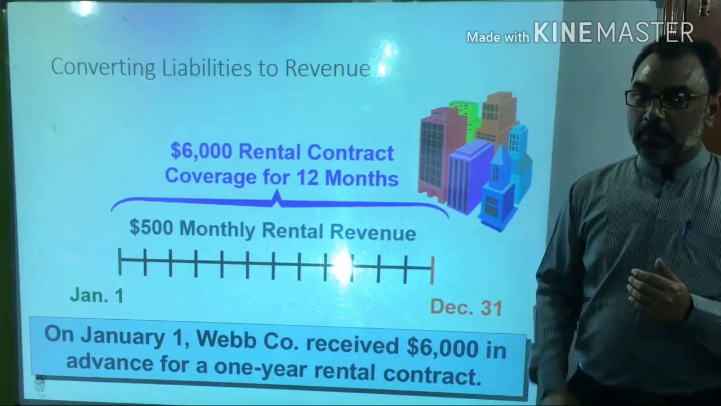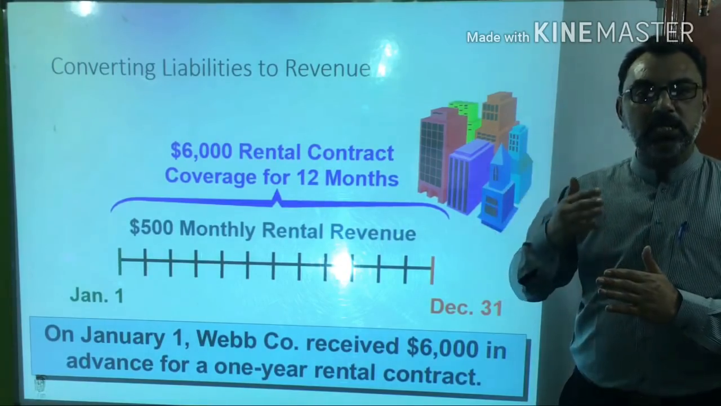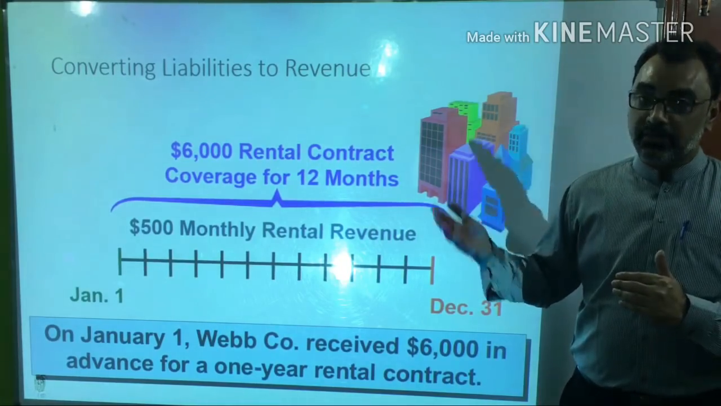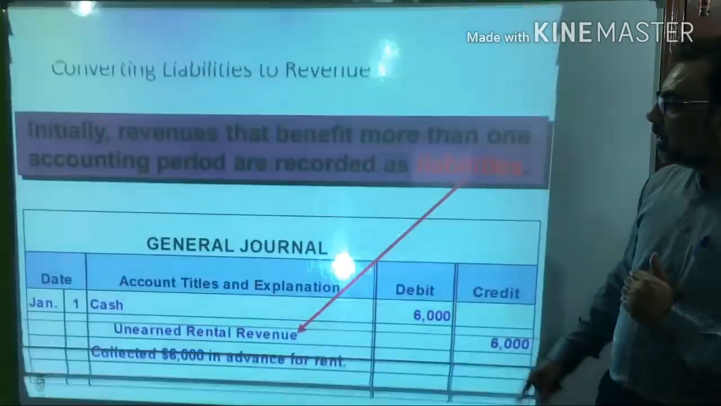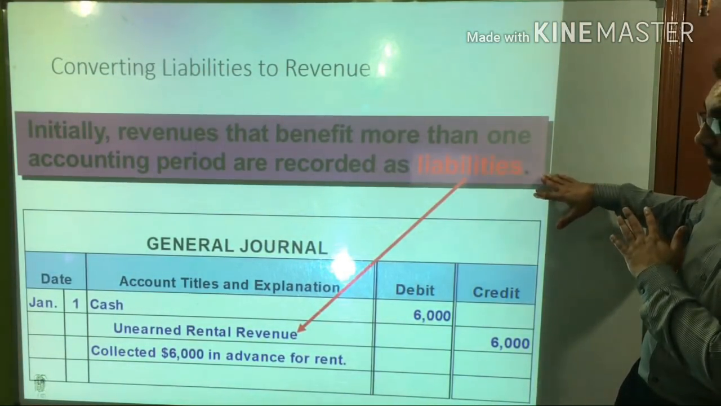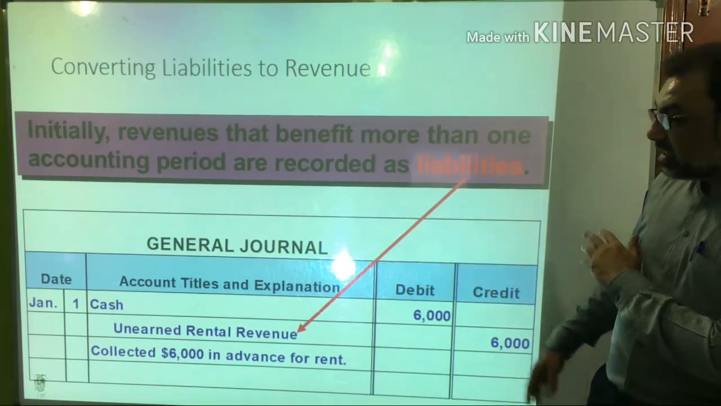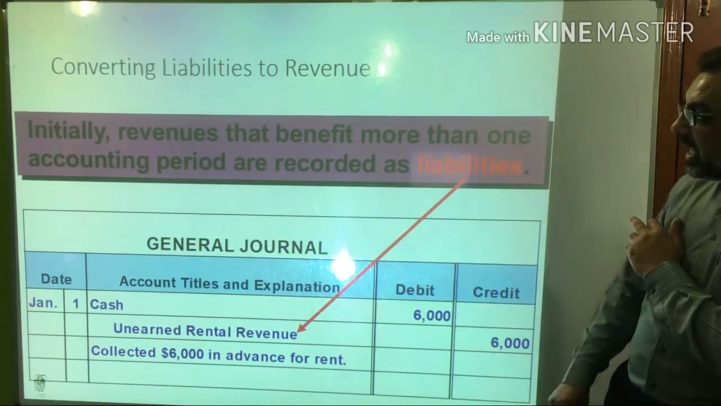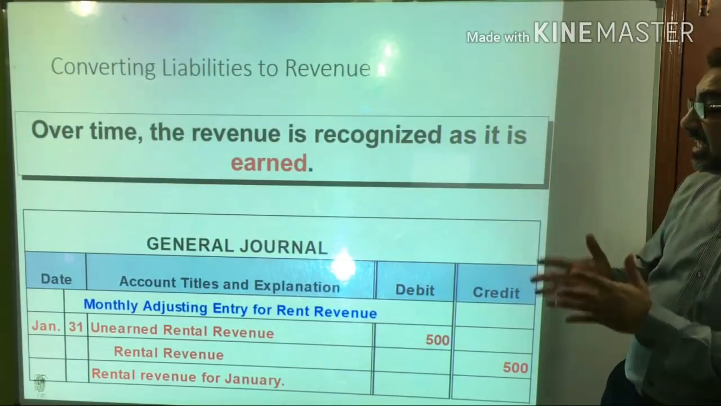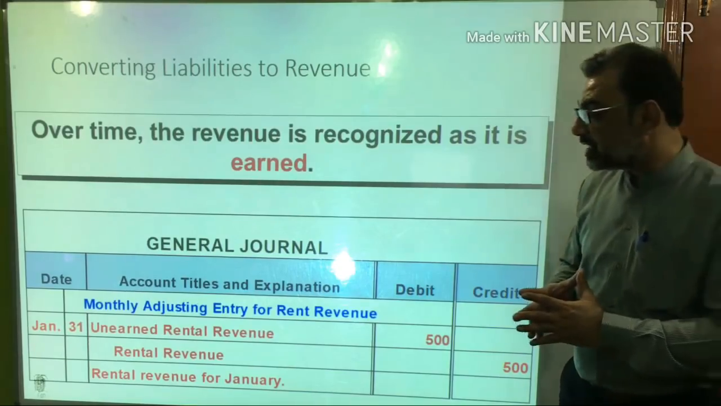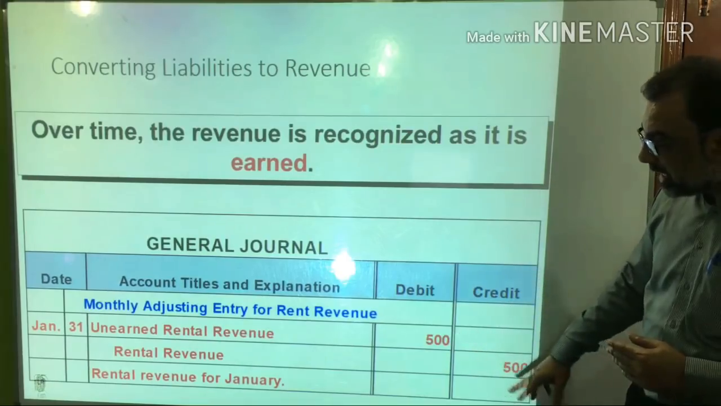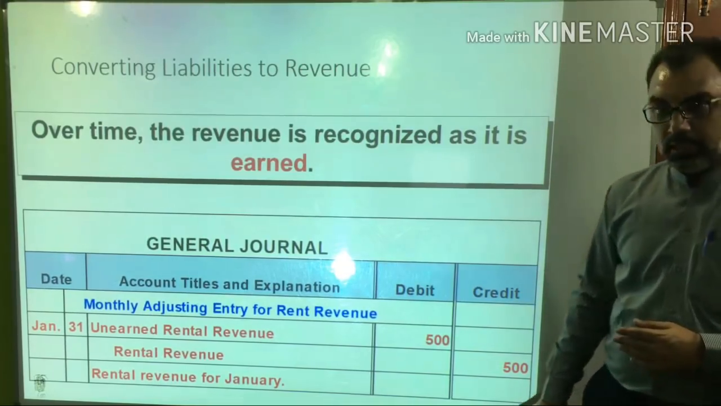But as they render the service, revenue that benefits more than one accounting period is initially recorded as a liability. You can see cash debit and unearned revenue credit, and then the adjusting entry, where over time the revenue is recognized as earned. Say for example, the entry is recorded on a monthly basis, so unearned rental revenue 500 is debited and rental revenue 500 is credited, right?